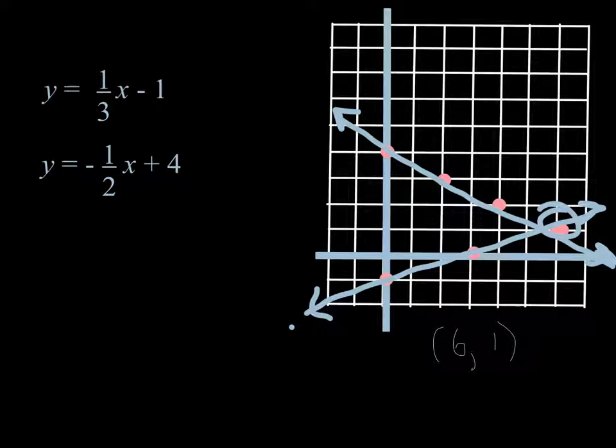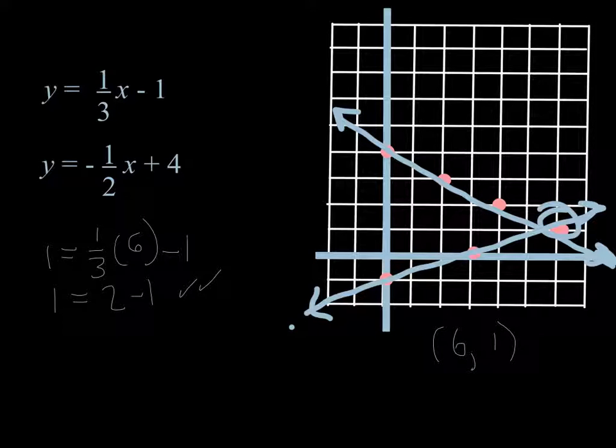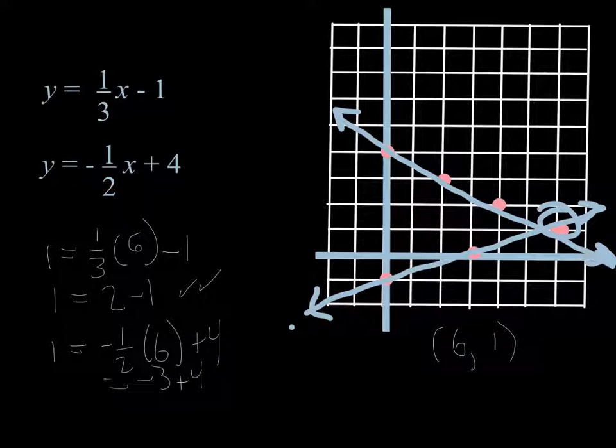Double checking, if I plug in 1 for y in the first equation, 1/3 times 6 minus 1, 1/3 times 6 is 2. 2 minus 1 does indeed equal 1, so that double checks. Plugging into the second equation, 1 for y, and we have negative 1/2 times 6 plus 4. Negative 1/2 times 6 is negative 3 plus 4, which does equal 1. So that double checks as well.